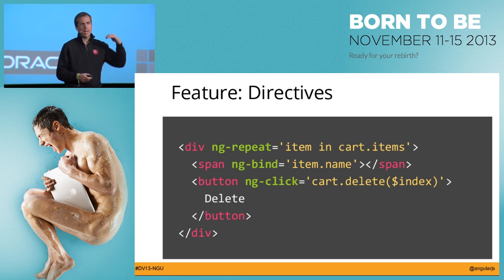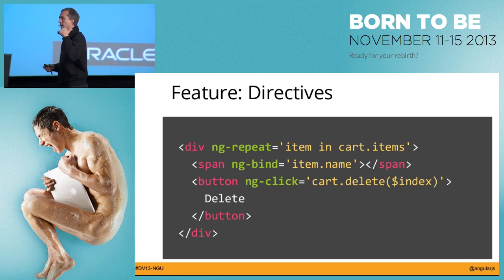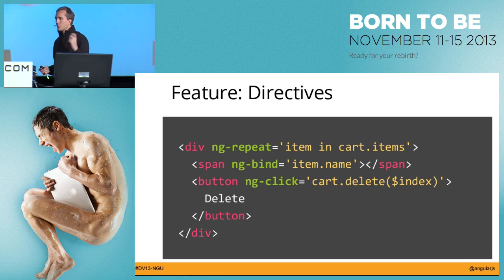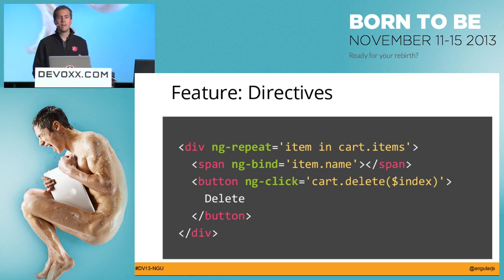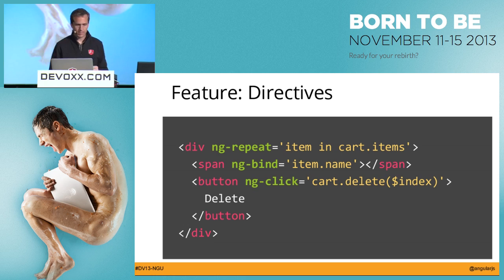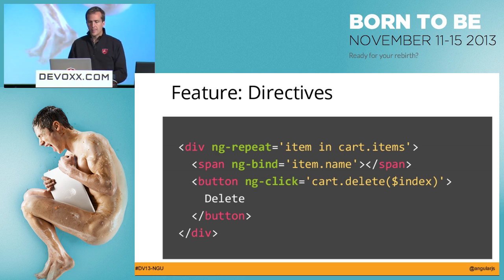So ngRepeat says, hey, take a controller called cart, get its items, and repeat through it, meaning stamp out the span and the button for every time there's an item in items. Let's take a look at how this runs.